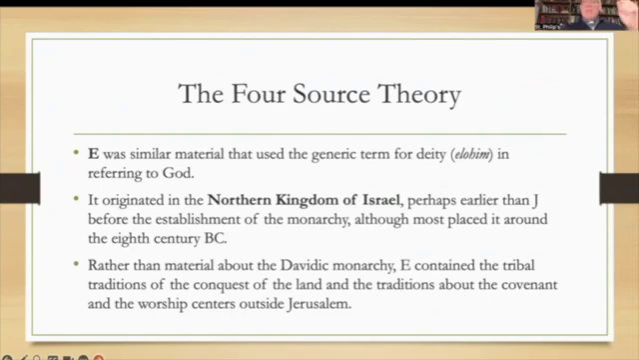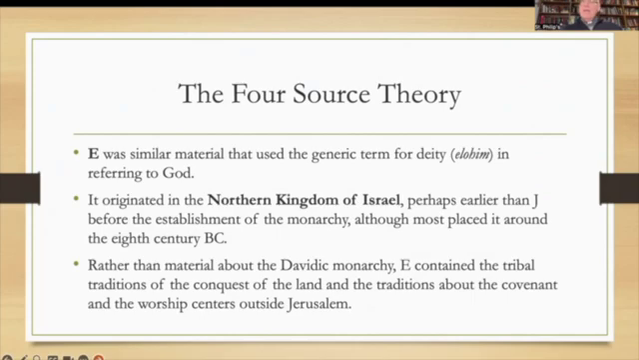The second major source was called E, because that name for God, Elohim, which begins with E, was used throughout this writer. And the idea here is that where J was in the southern kingdom, Jerusalem and Judah, E was writing up in Israel in the northern kingdom, and perhaps started sooner than J, maybe before the establishment of the monarchy, though it could be really around the same time as J, the 8th century BCE.